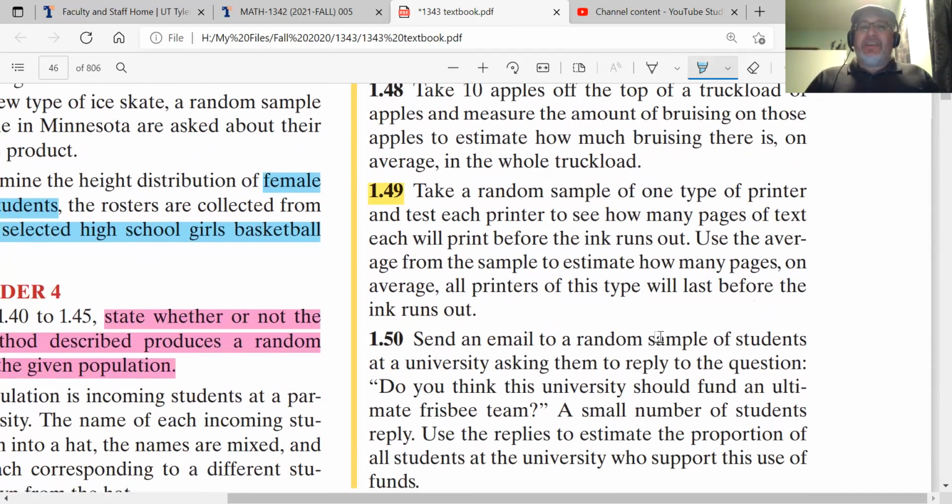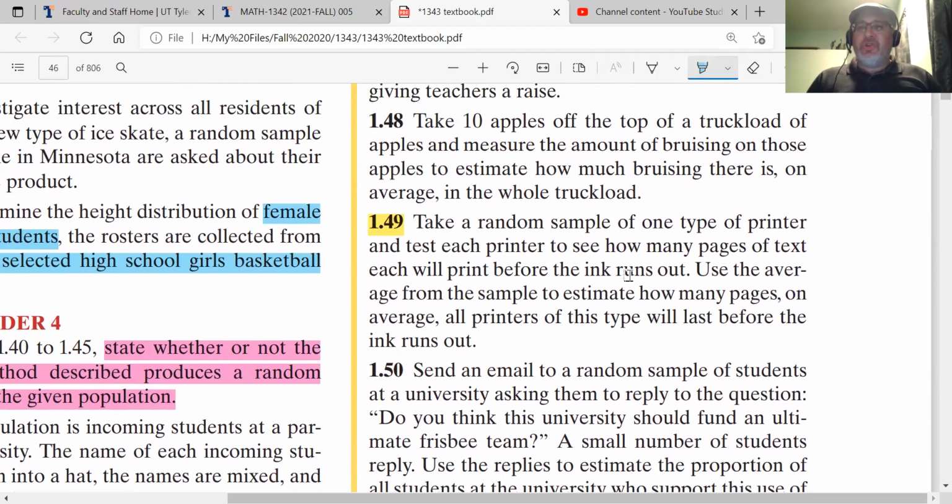Number 49, take a random sample of one type of printer and test each printer to see how many pages of text each will print before the ink runs out. All right, taking a random sample of one type of printer. Use the average from the sample to estimate how many pages, on average, all printers of this type will last before the ink runs out. Should you trust this study?